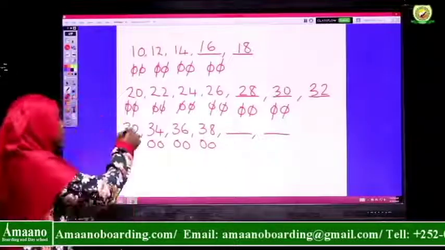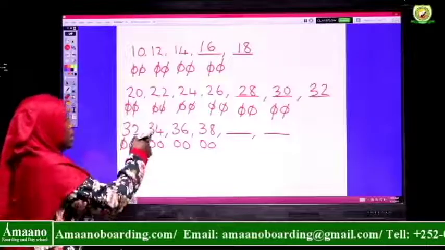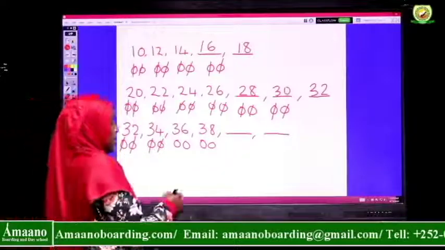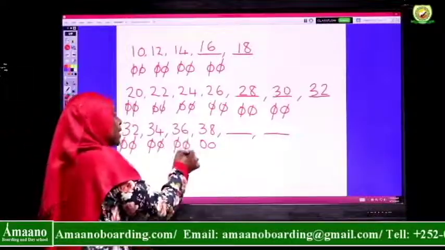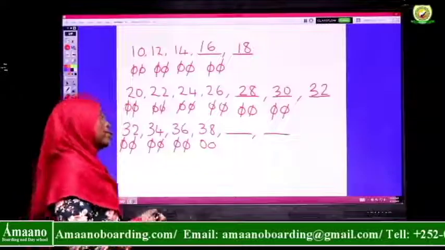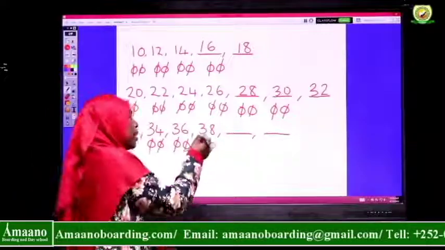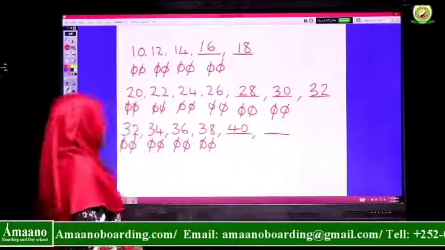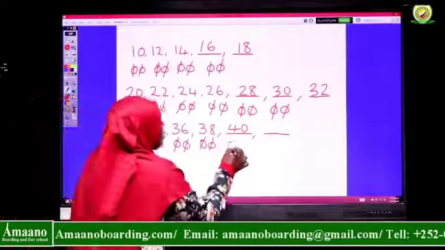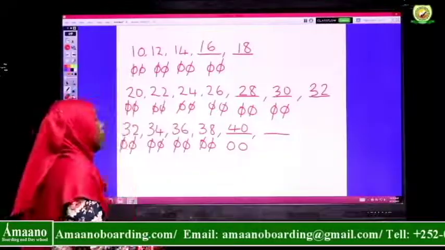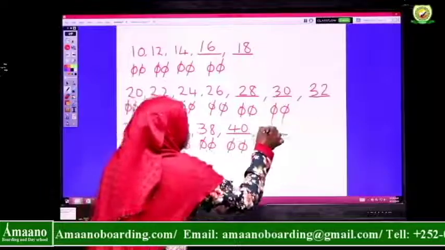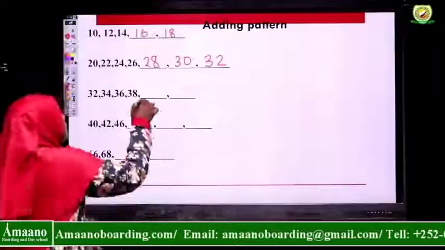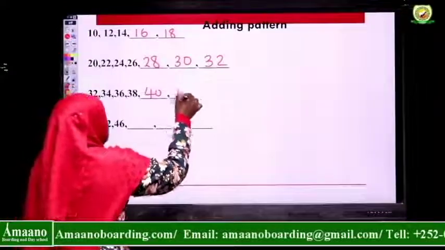Let's move on. 32, 33, 34. There's 34. 34, 35, 36. There's 36. 37, 38. There's 38. For us to go to the next number, we shall use these balls. We have 38, 39, 40. We write 40 in the dash. And then for us to go to the next one, children, we have 2 more. 41, 42. Our answer will be 40 here and 42 there.